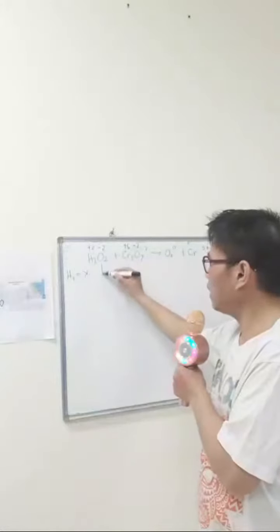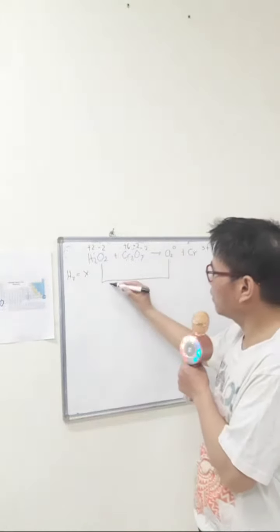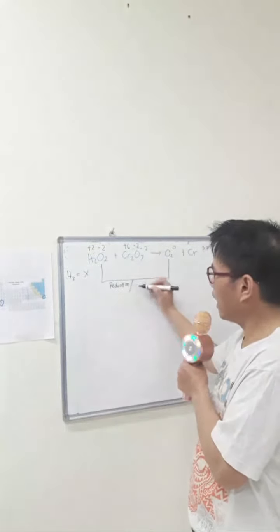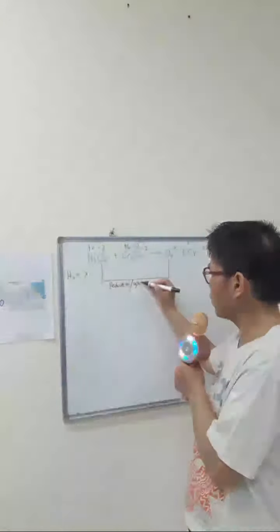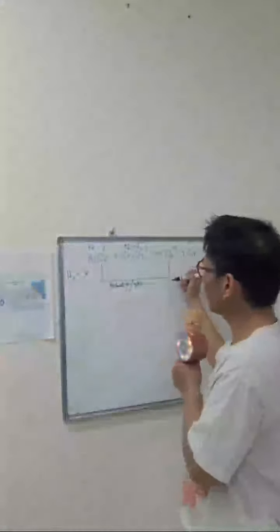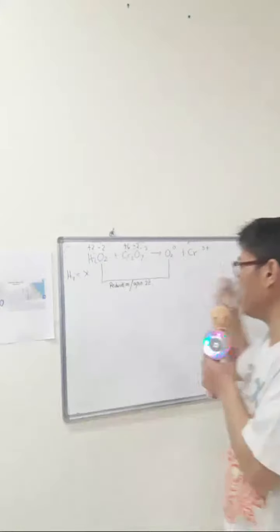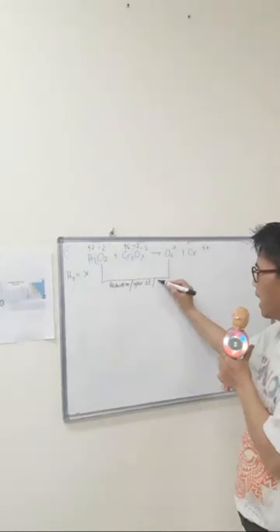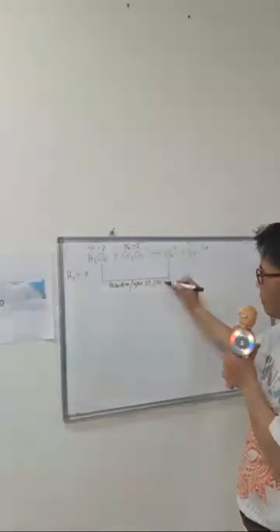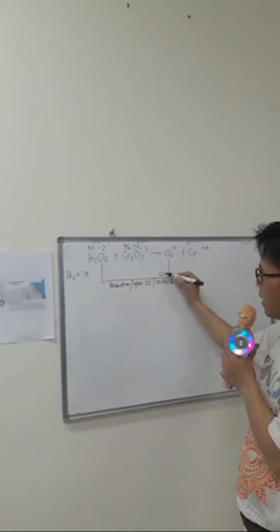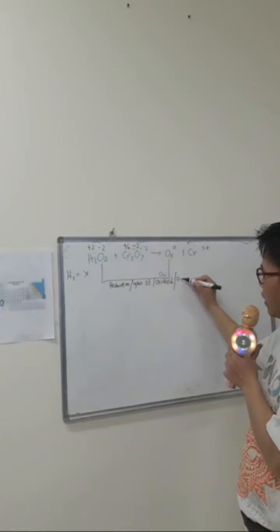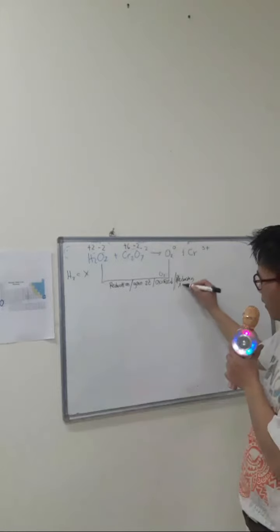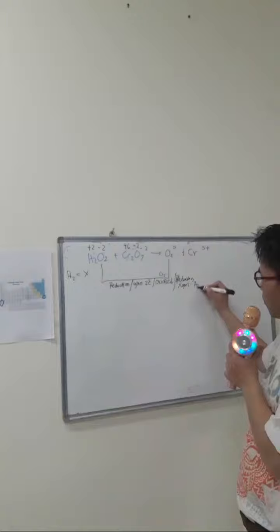This one is reduction, meaning originally we have a gain of 2 electrons, from negative 2 to 0. So gain of 2 electrons. Then we have this oxygen gas reduced. And the reducing agent, sorry, the oxidizing agent, is our hydrogen peroxide.